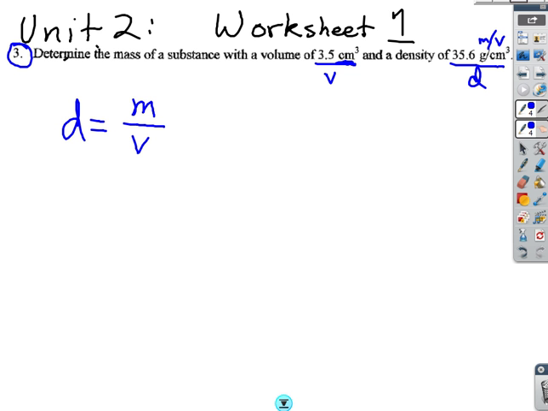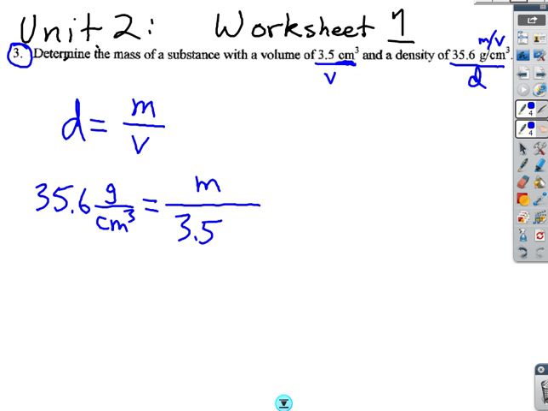The second thing we're going to do is substitute into the problem. So we know what the density is. It's 35.6, and I have to write grams per centimeter cubed, grams over centimeter cubed. Then I'm going to write the equals, and I'm going to write the mass. Wait, we don't have the mass. That's because mass is the variable, so I'll just leave that as M. And then volume, I'm going to write 3.5 centimeters cubed.